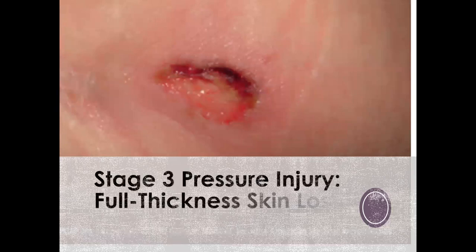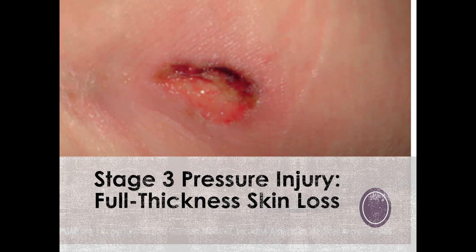Our stage 3 pressure injuries are full thickness wounds that extend into the subcutaneous tissue, but do not extend through the fascia. So this is not going through your muscle, your bone, or your connective tissue. There may be undermining or tunneling present in the wound. Undermining is an area of tissue loss present under the intact skin, usually along the edges of the wound, forming a lip around the wound. A tunnel, or sinus tract, is similar to undermining, but it's a narrow passageway extending outward from the edge of the wound.